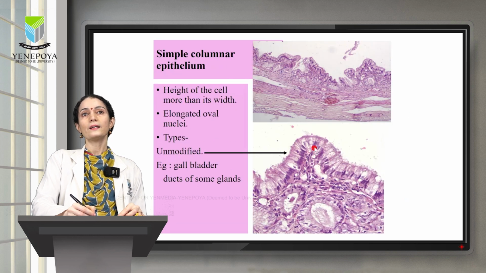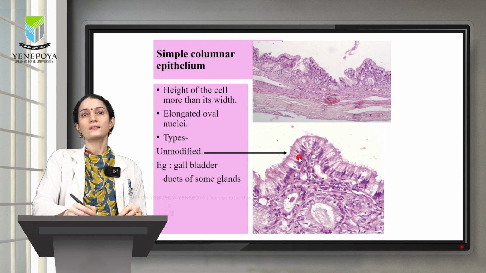Moving on to the next slide. So the next slide is of simple columnar epithelia. Here the height of the cell is more than the width. The nucleus is oval and it is situated closer towards the base. Examples for such cells are present in the gallbladder and ducts of some glands.